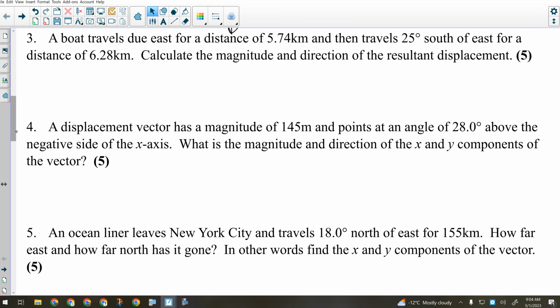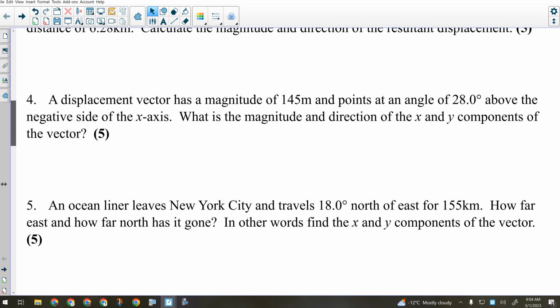For number 3, actually this one is very much like the one you would get on the unit exam. You've got one that's due east and one that's south of east. Tail to head, do your trig, get the answer. We've done lots of ones like that. For question number 4, we are looking for the magnitude of the x and y components. So all you're doing here is looking for x and y for the vector they give you.